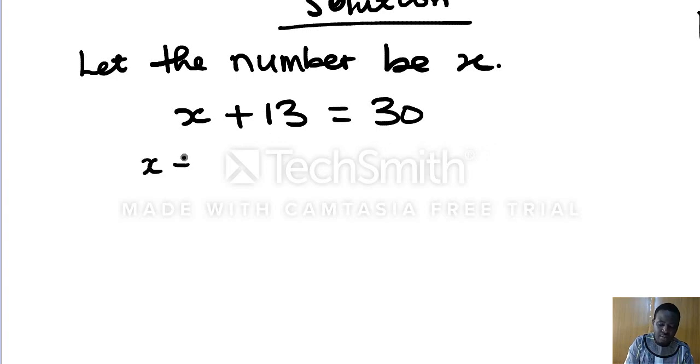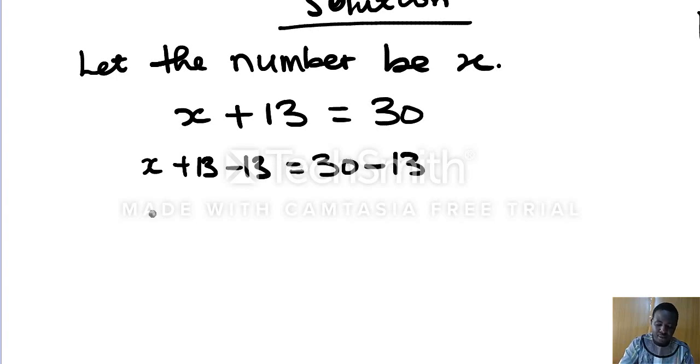So this becomes x plus 13 minus 13. I'm going to subtract 13 from the other side, 30 minus 13. Most teachers will tell you, you take 13 to the other side. When 13 crosses the equality sign, it becomes a negative. No, actually, I was also taught the same.